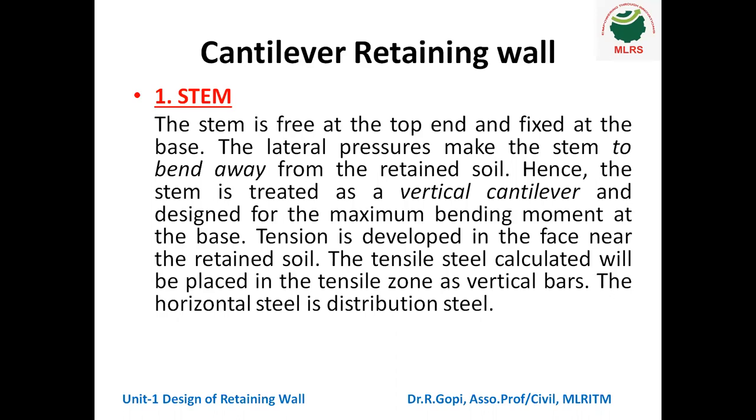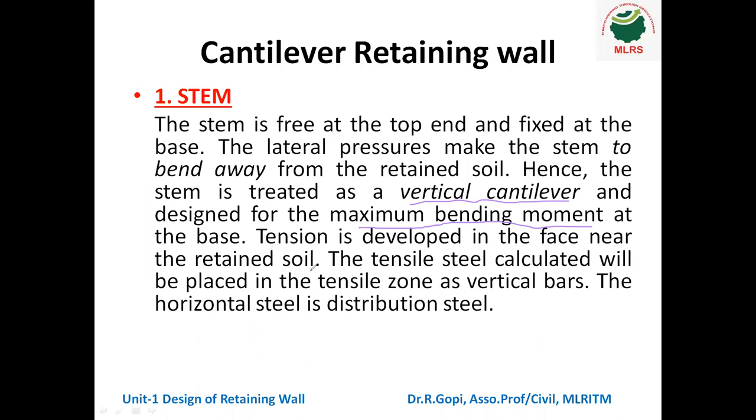The moment will be maximum in a cantilever structure at the fixed end. At the top of the member the moment is zero, and at the bottom, that means at the fixed end, the moment is maximum. Next, the lateral pressure makes the stem bend away from the retained soil. Hence, the stem is treated as a vertical cantilever and designed for the maximum bending moment at the base.